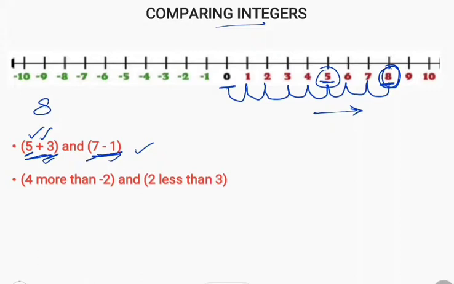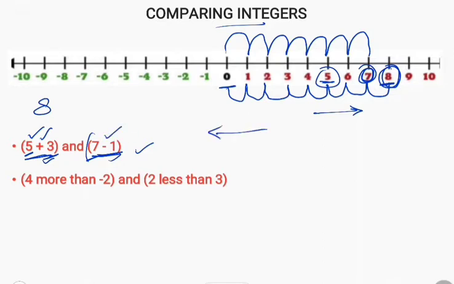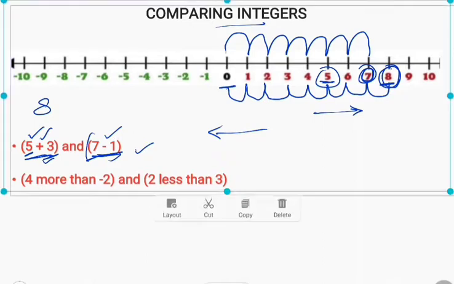And now let us see what we'll get here. It says 7. So we'll move 7 steps in the right direction. 1, 2, 3, 4, 5, 6, 7. So we reached here. And it says minus 1. Minus means we'll move in the opposite direction, that is, on the left hand side we'll move. And how many steps will we go? 1 step.